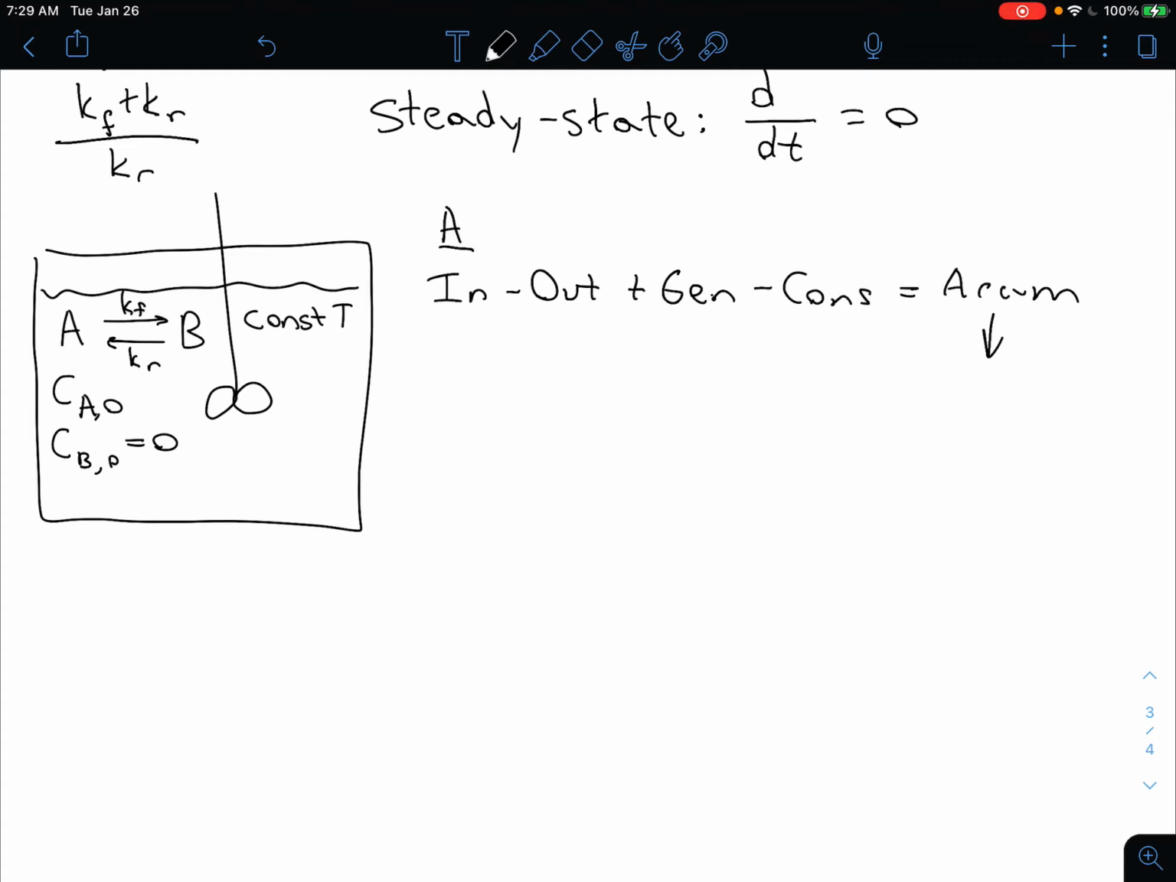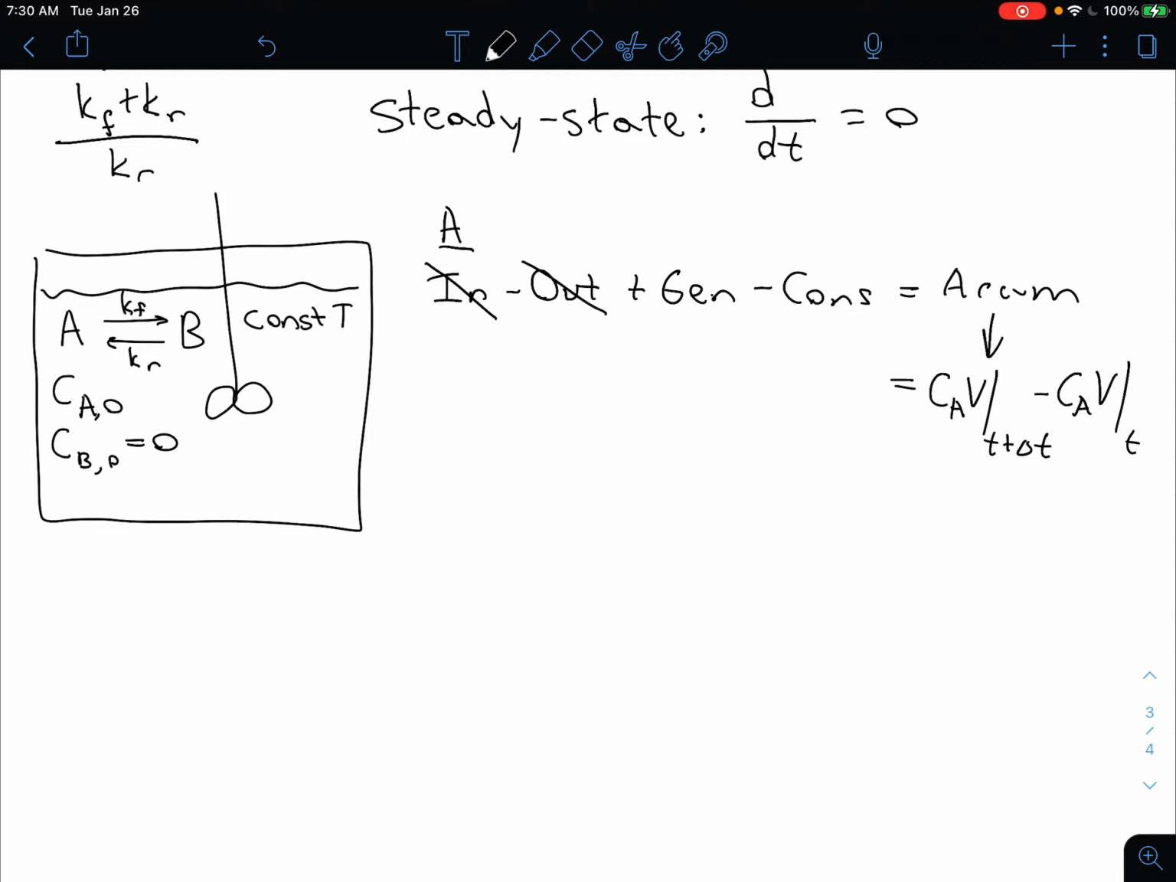So the amount of compound A in the tank is going to be Ca times V, where V is the volume of the liquid. We're going to say at time t plus delta t, minus CaV at time t, that's the accumulation. Nothing comes into the tank, so input is 0. Nothing goes out of the tank, output is 0.